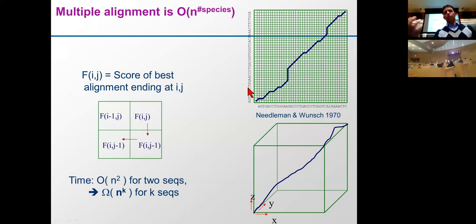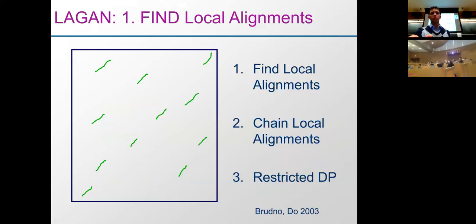So that's how you deal with the increasing number of species. But then again, not everything is a full global alignment from the beginning to the end of every sequence.